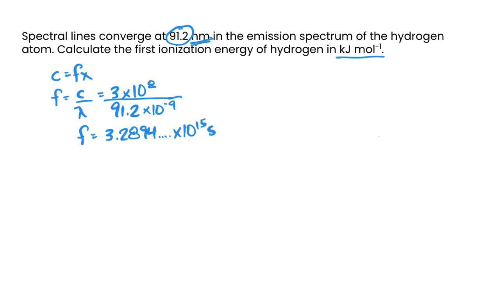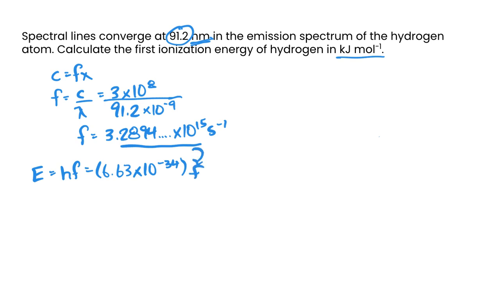And that's in seconds to the minus 1. So now we have frequency, we can calculate the energy using Planck's constant. So we're going to take Planck's constant, which is 6.63 times 10 to the negative 34. We're going to multiply it by this frequency here. So I'm not going to write it out, I'm just going to write F.